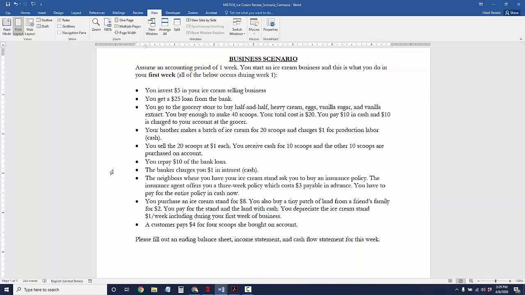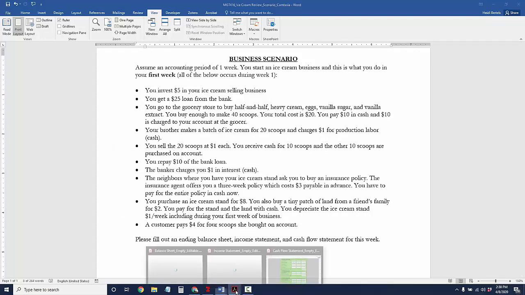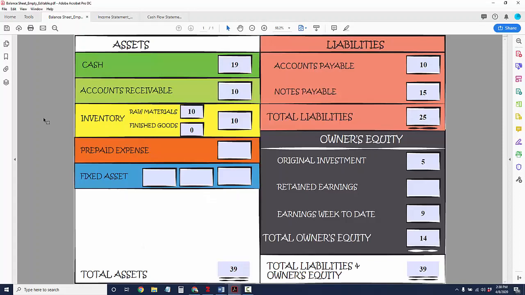We thought there was no expense related to the bank loan, but actually the banker decided to charge us $1 in interest, and we have to pay that interest using cash. So let's see how it affects our three financial statements. When we have to pay $1 in interest in cash, this would reduce our cash from 19 to 18. And that brings our total assets to 38. So we are not in balance right now.